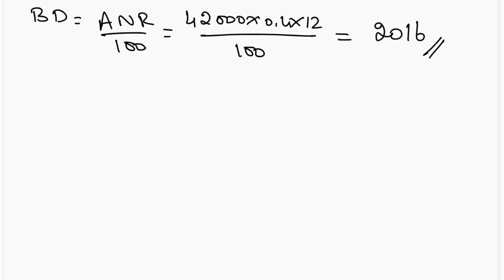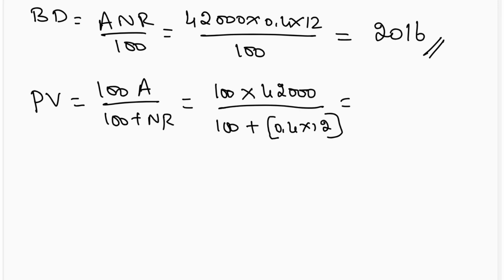Next we have to find out the present value. The present value formula will be 100 into A divided by 100 plus NR. If you substitute and simplify all these things, you will get 40,076.34. Next you have to find out the true discount.